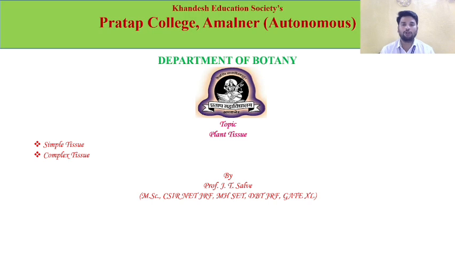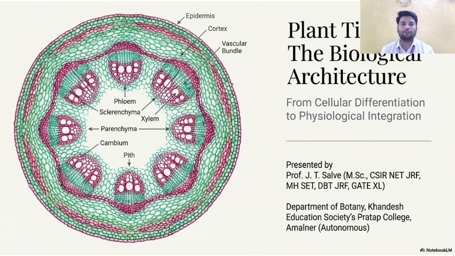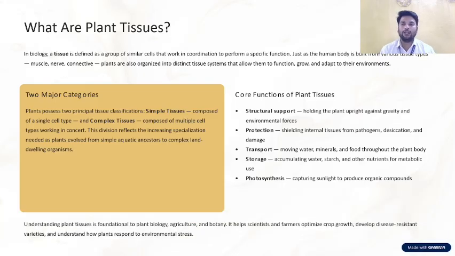Today we will understand the topic of plant tissue with respect to simple tissue and complex tissue, their types, functions, characteristics, etc. Let's see. Plant tissues are the biological architecture from cellular differentiation to physiological integration. Okay, so what are plant tissues?